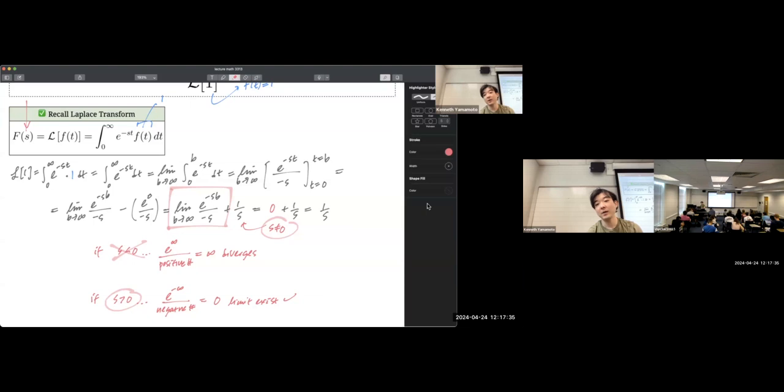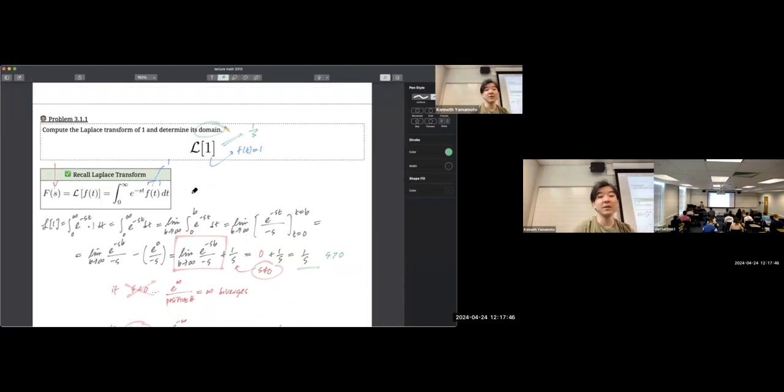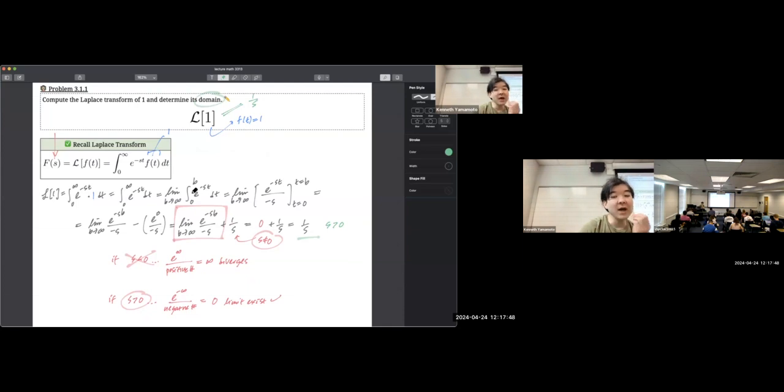So we know that the Laplace transform exists, and its domain is when s is greater than 0. The Laplace transform of 1 is 1 over s, and the difficulty here is computing this improper integral and examining what s is to make it exist. It means not diverge. For this improper integral to converge, and it'll converge to 1 over s, it requires that s is greater than 0.